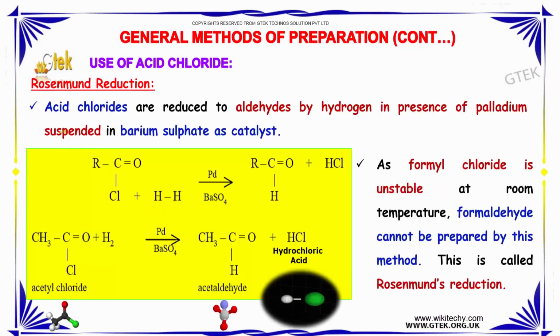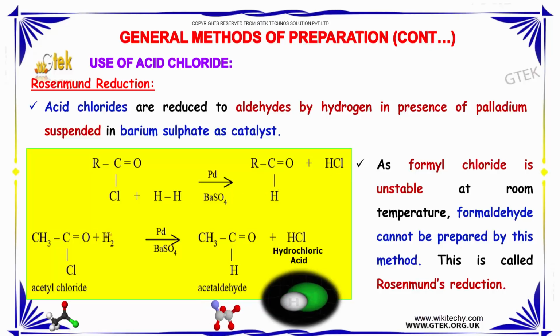Next is an important reaction, Rosenmund reduction. Acid chlorides are reduced to aldehydes by hydrogen in the presence of palladium suspended in barium sulfate as catalyst. As formyl chloride is unstable at room temperature, formaldehyde cannot be prepared by this method. This is called Rosenmund reduction. If we take an acid chloride and add hydrogen in the presence of palladium and barium sulfate, we obtain an aldehyde and hydrochloric acid as a byproduct.